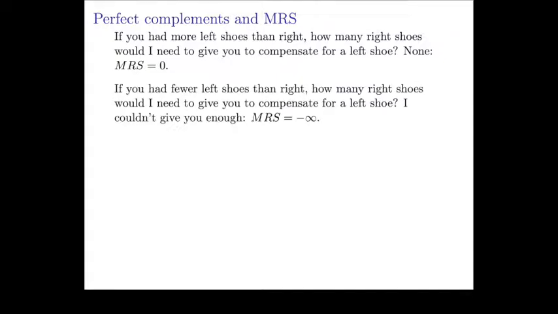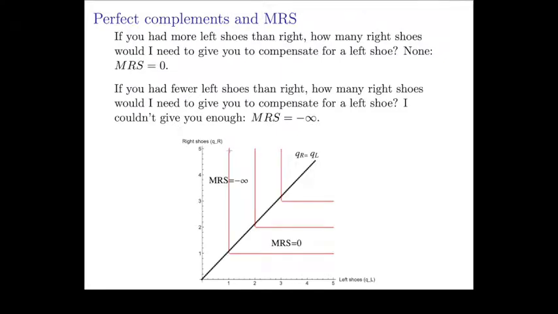On the other hand, if you had fewer left shoes than right shoes, how many right shoes would I need to give you to compensate you for giving up a left shoe? The answer is infinitely many, because I couldn't give you enough. Because right shoes are worthless to you. You have fewer left shoes than you have right shoes. So giving you all the right shoes in the world wouldn't make up for taking away a left shoe, because it wouldn't give you an extra pair. So your marginal rate of substitution here is negative infinity, and your marginal rate of substitution here is 0.